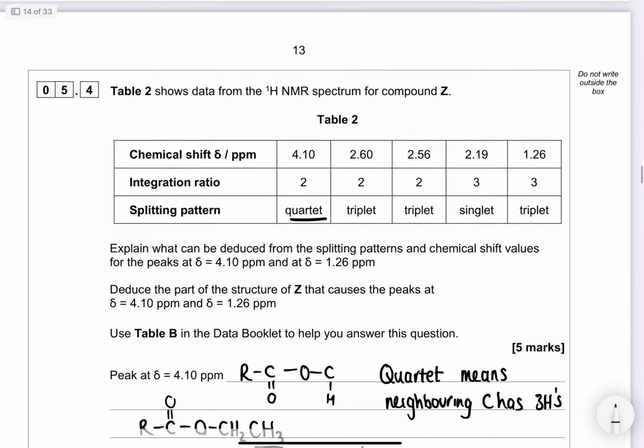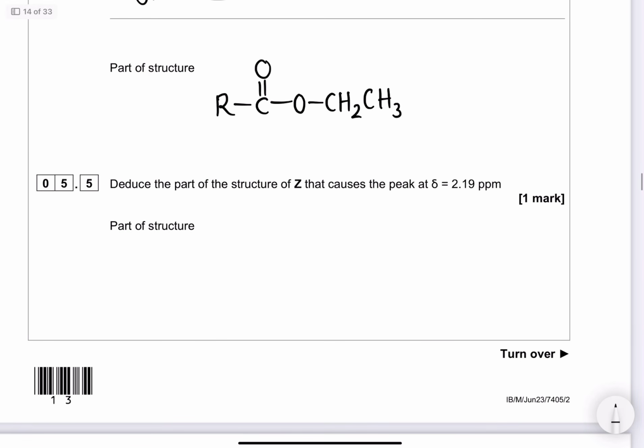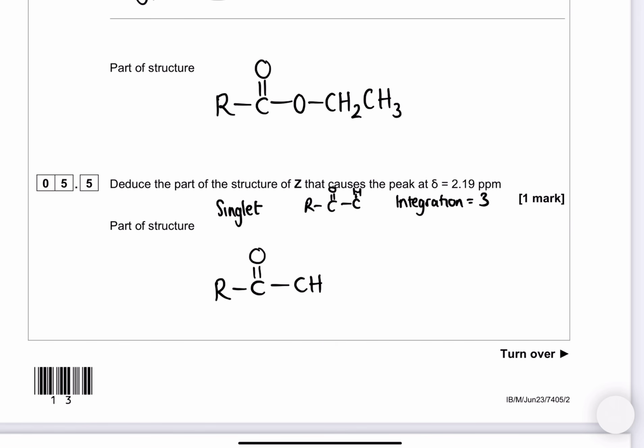And we can see that it's a singlet of integration 3. So it's a singlet, no neighbours, type RC=O CH, but it's integration 3, so there's 3 of them. So all that together tells us that this is a CH3 next to a C=O.